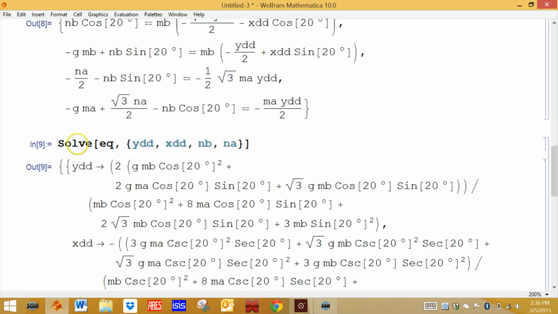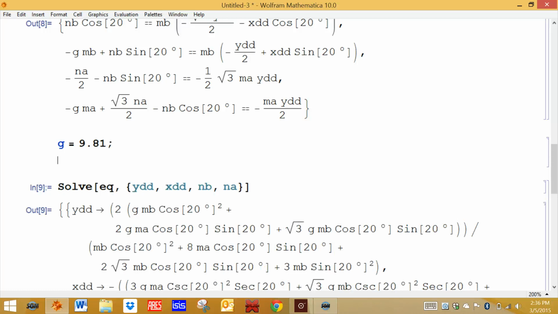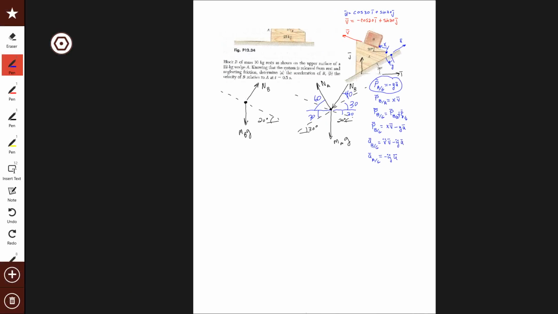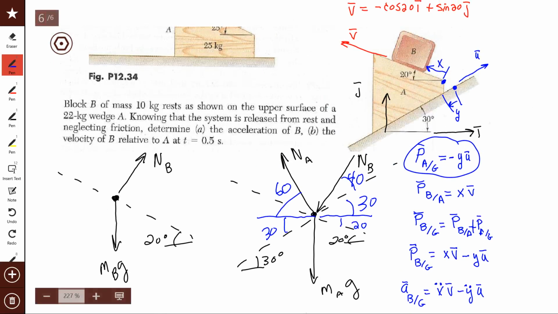Alright, we'll put a simplify around here. Well, let's put in values. This gravity would be 9.81. Semicolon means don't print it. Let's see, I need the mass of A. And let's see what that was. B is 10 and A is 22.